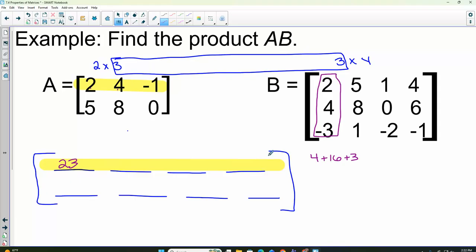I'm still working on the first row, so I'm still using the first row of A, but now I'm on the second column, so I'm going to go to the second column of B. So I multiply the first numbers. 2 times 5 is 10. The second numbers. 4 times 8 is 32. The third numbers. Negative 1 times 1 is negative 1. I add those together and I get 41.